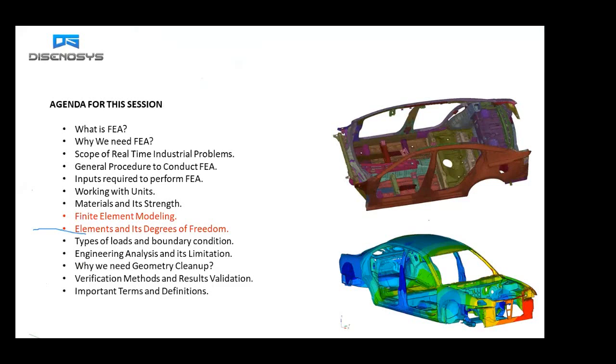So in my next section, I'm just going to explain about finite element modeling and elements and its degrees of freedom. So finite element modeling is nothing but meshing. How you are going to discretize your physical entity into the finite element model, and what are the types of elements available, and each element will have its own degrees of freedom. So we are going to see about this.